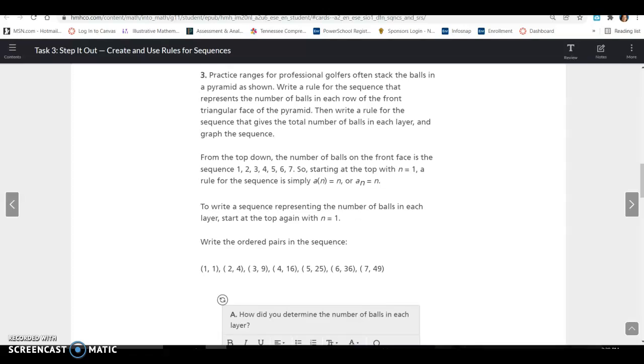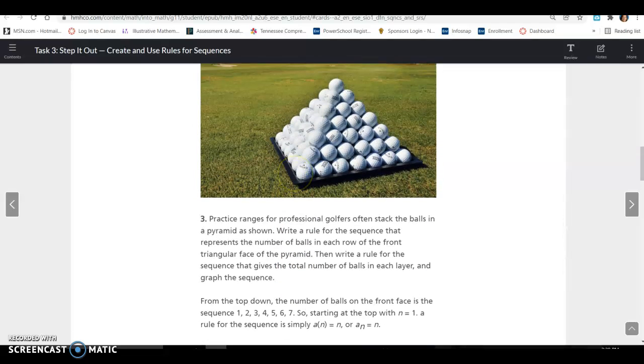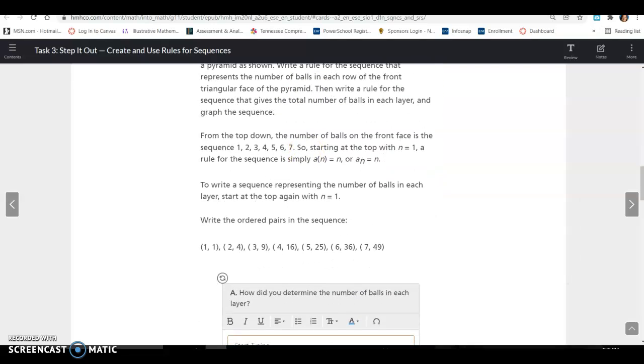Okay? So it says from the top down, the number of balls on the front face is the sequence 1 through 7. So I guess they're going 1, 2, 3, 4, 5, 6, 7. So there's 7 layers there. So starting at the top, n equals 1. So a rule for the sequence is simply a of n equals n. Or say a subscript n equals n.